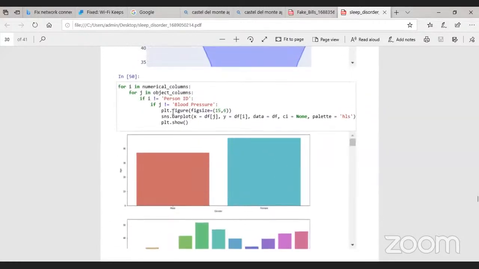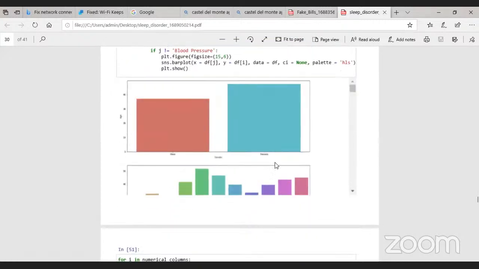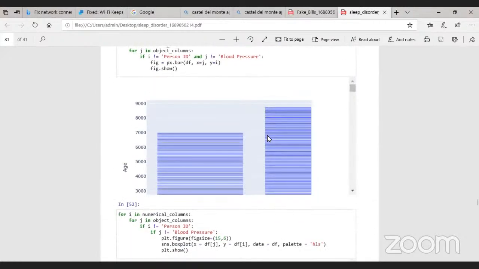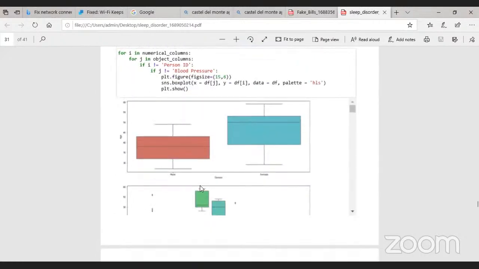Similarly, we can plot the graphs against each other. Like I am taking a graph of the gender, we can also plot it against the age or something like that. Further bifurcation is also possible. Let's say I'm taking multiple graphs together in this case: person ID with blood pressure, right?